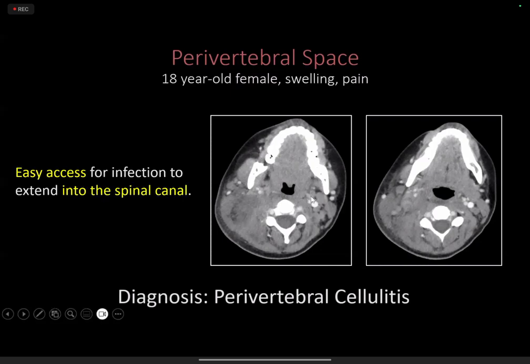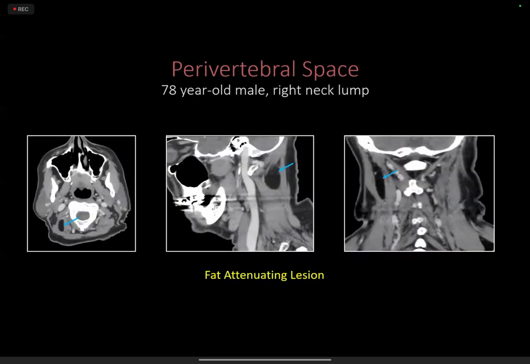The key here is to remember that if you have infection or a process that's within the perispinal region, this infection can extend easily into that spinal canal. So make sure you look very carefully within the spinal canal. If you're unsure if there's something there, or you think that there may be something there, go ahead and recommend an MRI of the cervical spine with contrast.